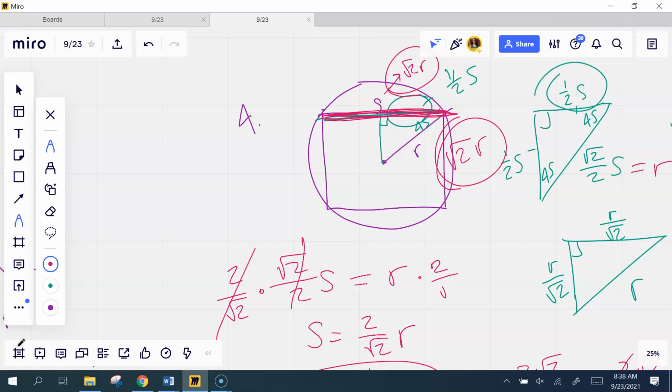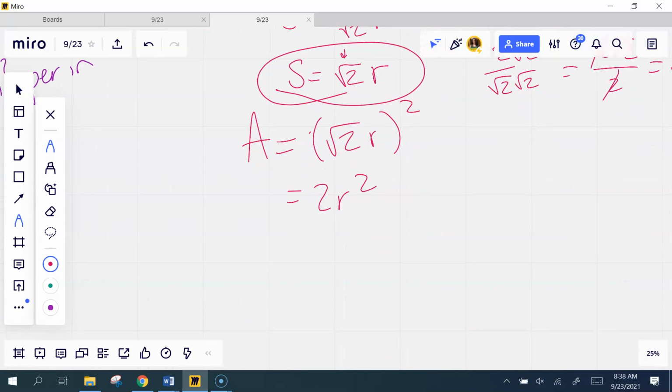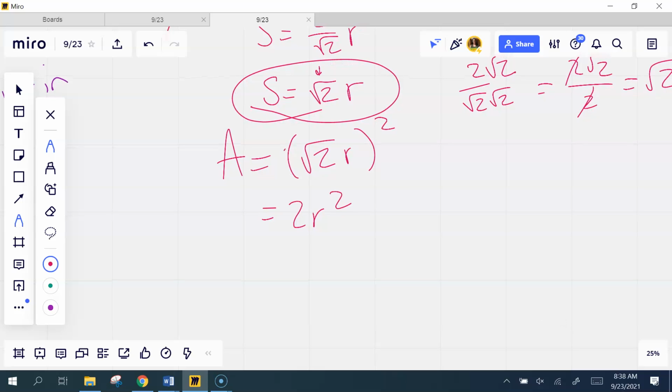A square. Do y'all need me to do the rest, or y'all okay there? Because the rest is kind of downhill from there. What's the instantaneous rate of change? What's dA/dr? 4r.